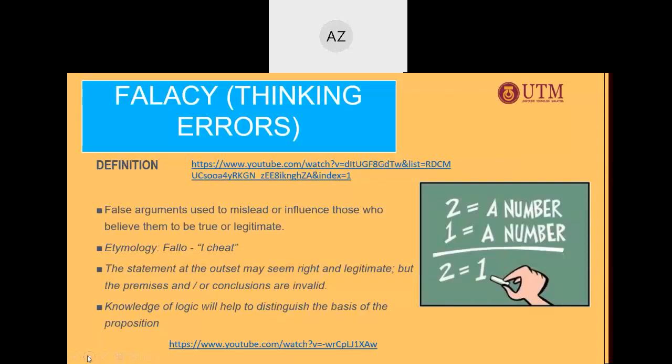And then, fallacy. The statement at the outset may seem right and legitimate. Like I said, two is a number, one is a number. It sounds legitimate, but the premise or the conclusion is invalid. The knowledge of logic will help us to distinguish the basis of the proposition. Next.